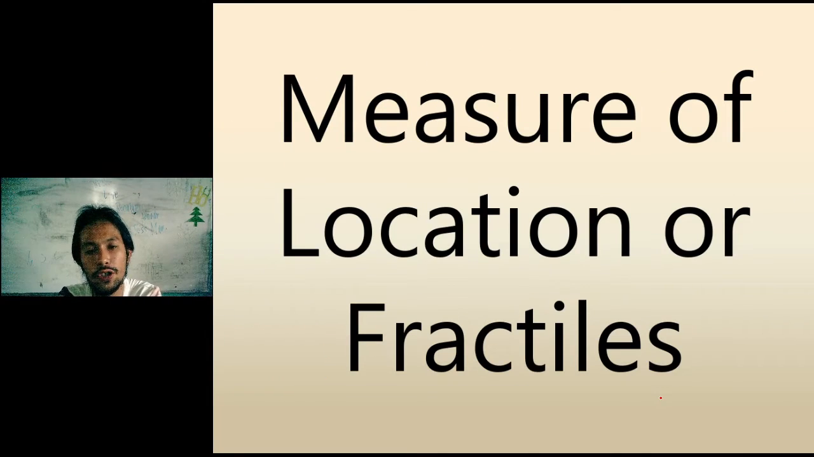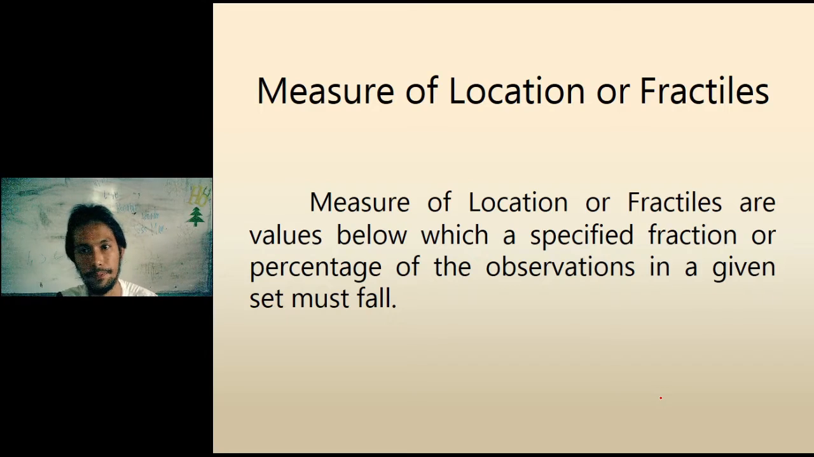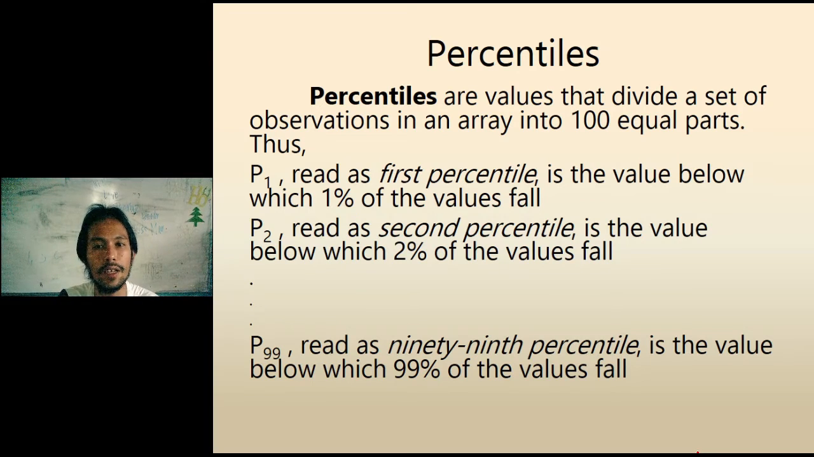Next, measures of location or fractiles. Measures of location or fractiles are values below which a specified fraction or percentage of the observations in a given set must fall. The percentiles are values that divide a set of observations in an array into 100 equal parts. Thus, P sub 1 is read as first percentile, the value below which 1% of values fall. P sub 2 read as second percentile, so 2% of values fall, then P sub 99, so 99th percentile.